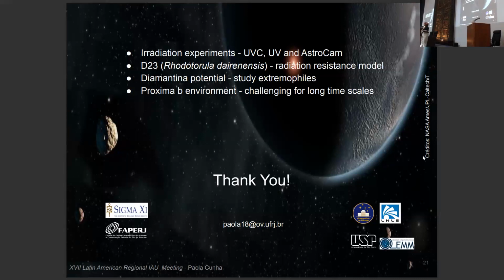And here I have my conclusions. We performed irradiation experiments using UVC, UV, and Astrochem. You can see the Rhodotorula dairenensis yeast as a potential model to study resistance to radiation. Remember that the UVC range, we do not have it on the surface of Earth. So it's pretty interesting that we have yeast survival at this range.